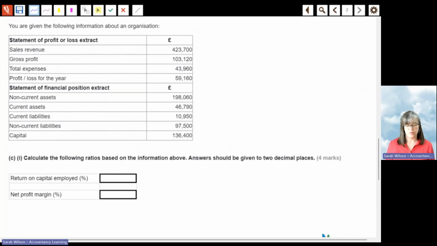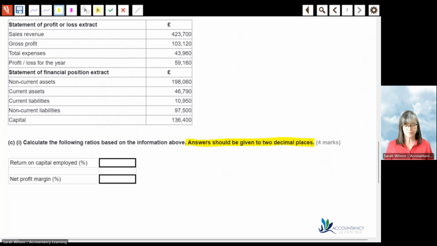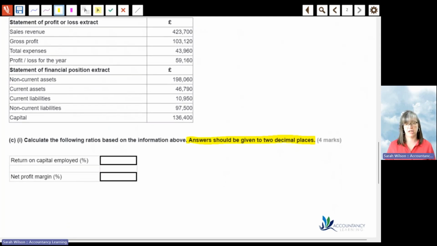Moving on now to part C, we are given some information about an organisation here. Now, we need to calculate the following ratios based on the information above. And importantly, we must give our answers to 2 decimal places. So we've got our return on capital employed, and we've got a net profit margin. So we need to work out the percentages for both.